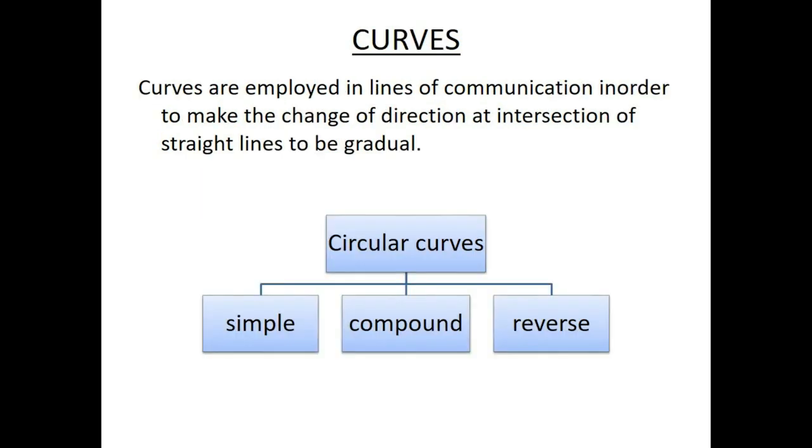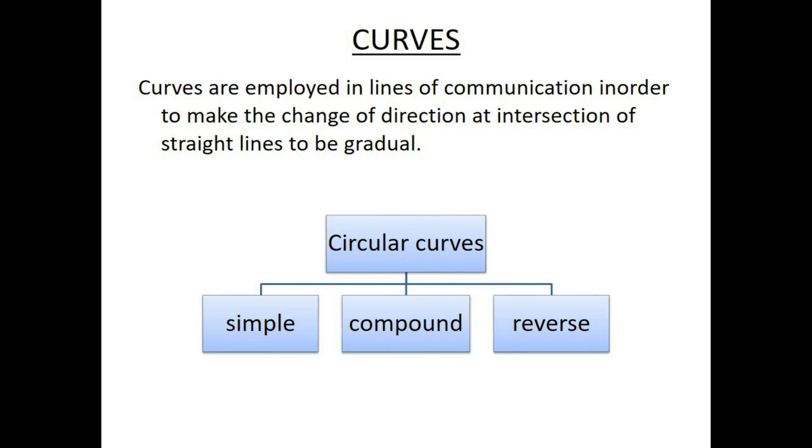So first and foremost, we need to know what a curve basically means. Curves are employed to make the change of direction at the intersection of straight lines gradual. That is, it is generally used on highways and railways to change the direction smoothly so that the vehicles can move safely and comfortably. Curves are of two types, circular curves and non-circular curves.